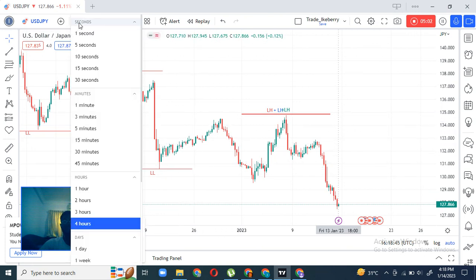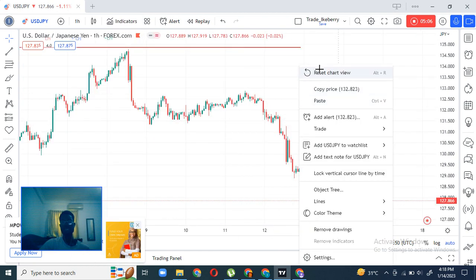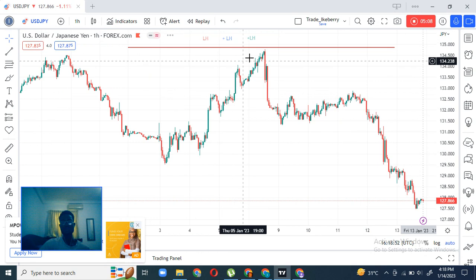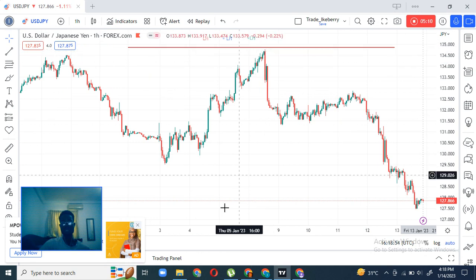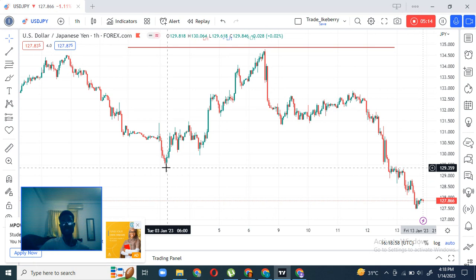All right, so let's move directly into the 1H. What do we have on the 1H? As I said earlier on, we have this as our lower high, and then down there we're still waiting for a lower low to form. You can see right from here, price has not formed any lower low yet.